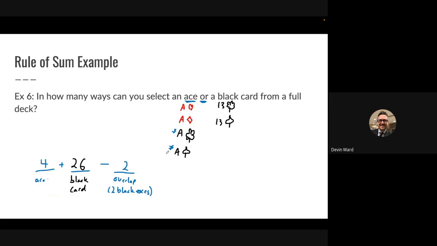We don't want to double count them. We just count for however many overlaps there are. We have 2 overlaps, so we just have to subtract 2. So we do 4 plus 26 minus 2. So there's 28 different ways that we can select either an ace or a black card, because we have 26 of these and then 2 red aces on top of that.